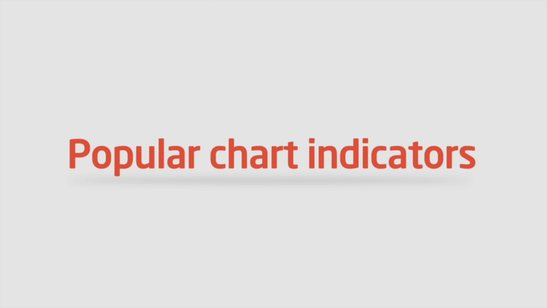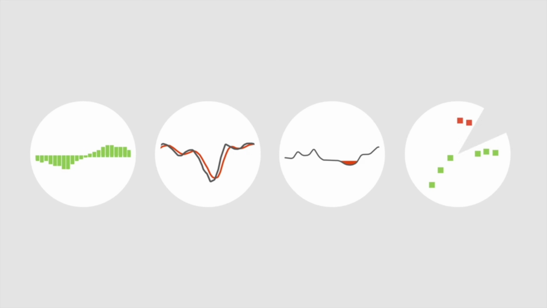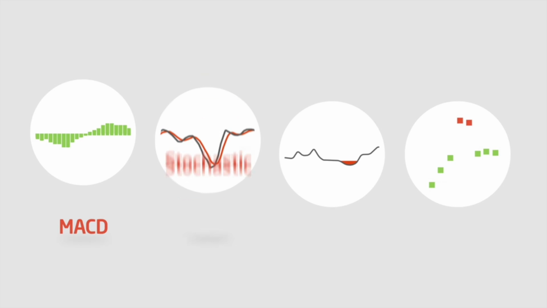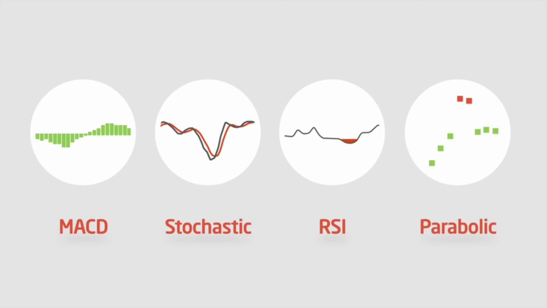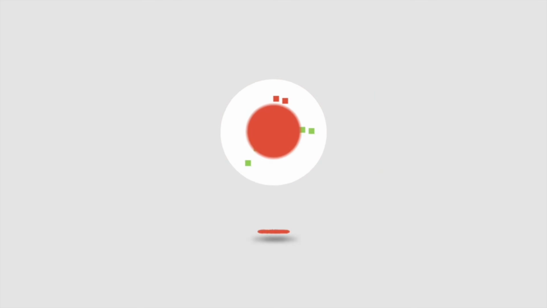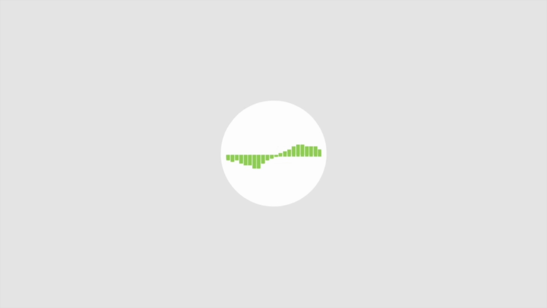As there are many different chart indicators, we will take a look at 4 of the more commonly used ones: MACD, Stochastic, RSI, and Parabolic SAR. These are also known as oscillators.